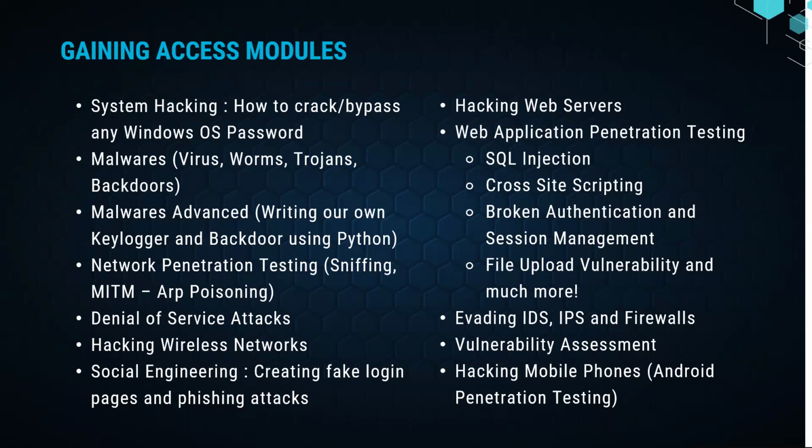Okay. If bypassing methods are not working, how do you try to crack the password? How do you check if the password is weak? And how can you crack the password and try to get access to the system back? Okay, so that's what we learn in system hacking: how to crack or bypass any Windows operating system password. Doesn't matter what OS it is, Windows 7 to Windows 11, these methods will work on all operating systems.